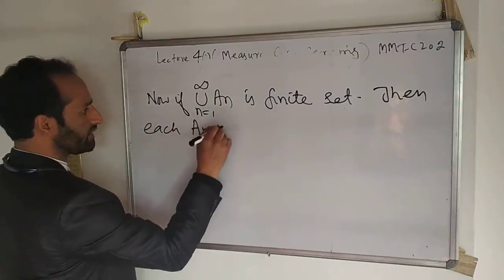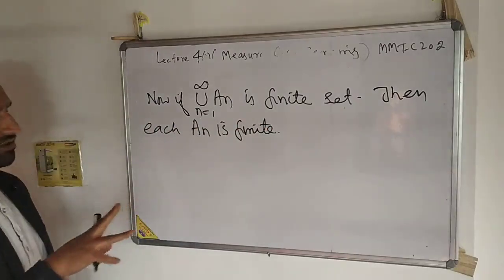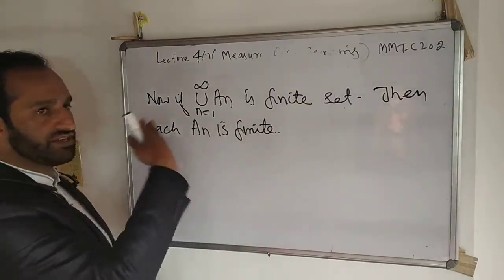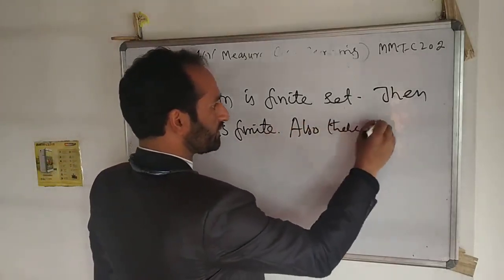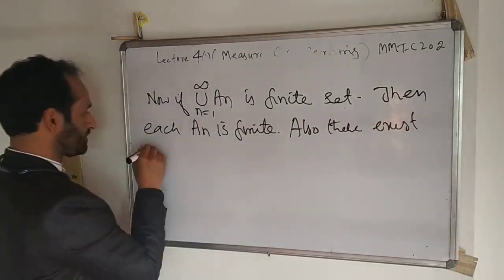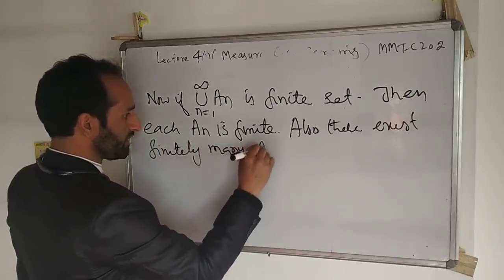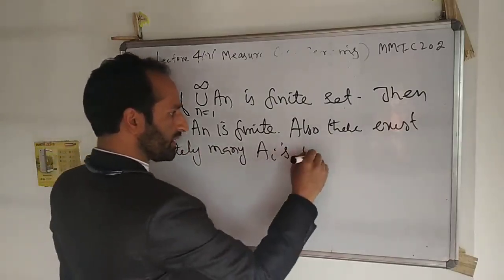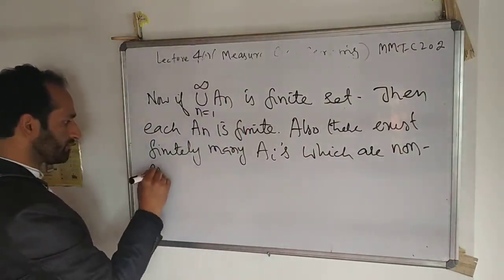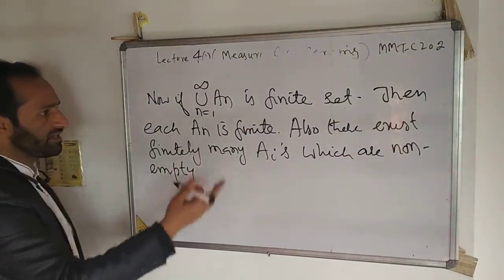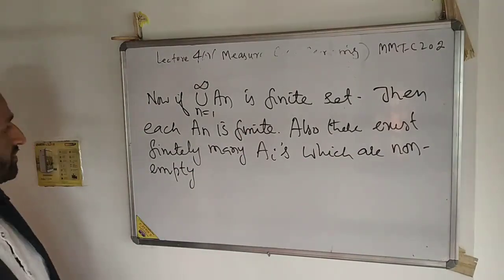Then each An is finite, and there exist only finitely many Ai's which are non-empty. Also, there exist finitely many Ai's which are non-empty, because if there are infinitely many Ai's which are non-empty, then the union must be an infinite set.